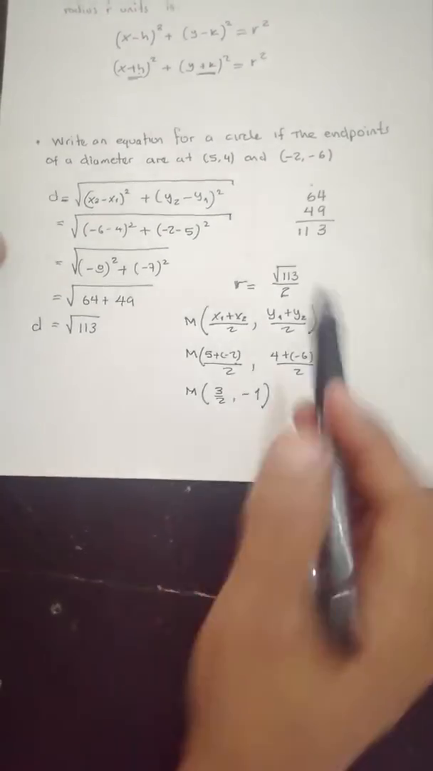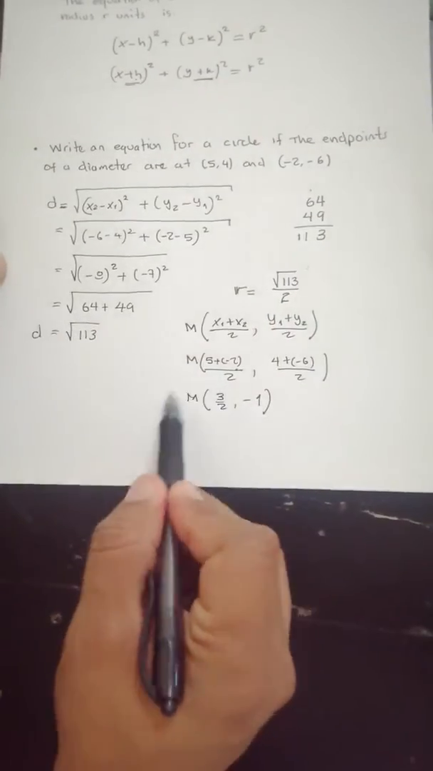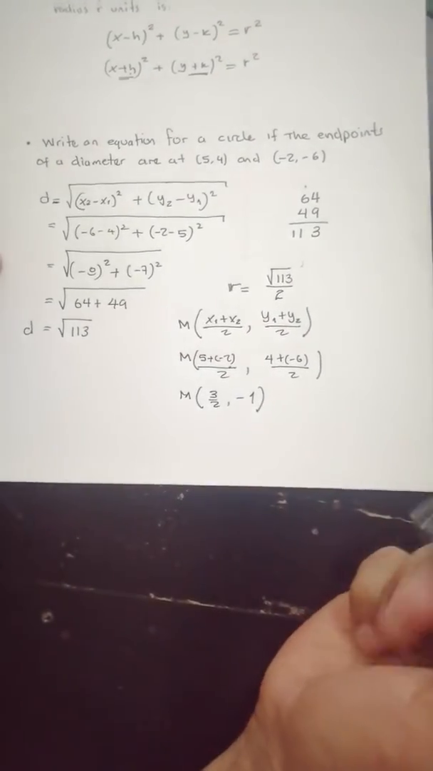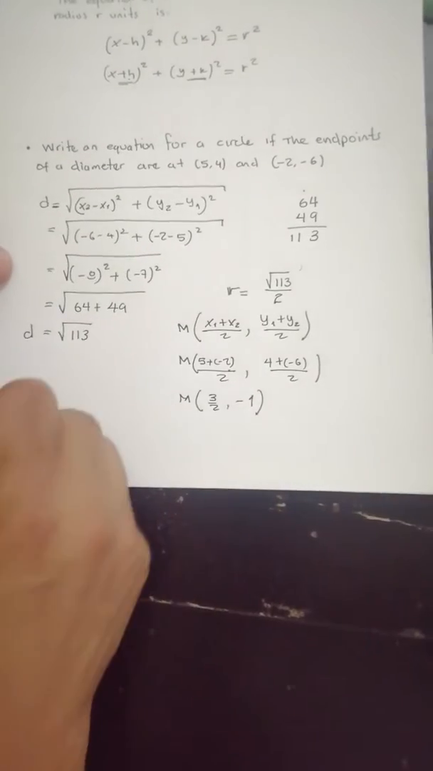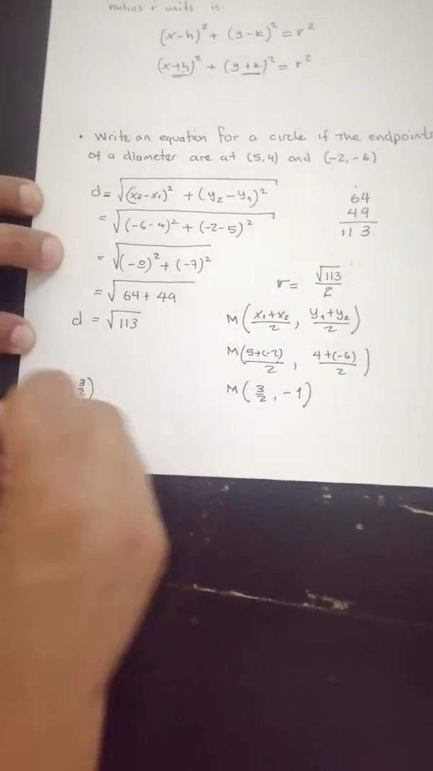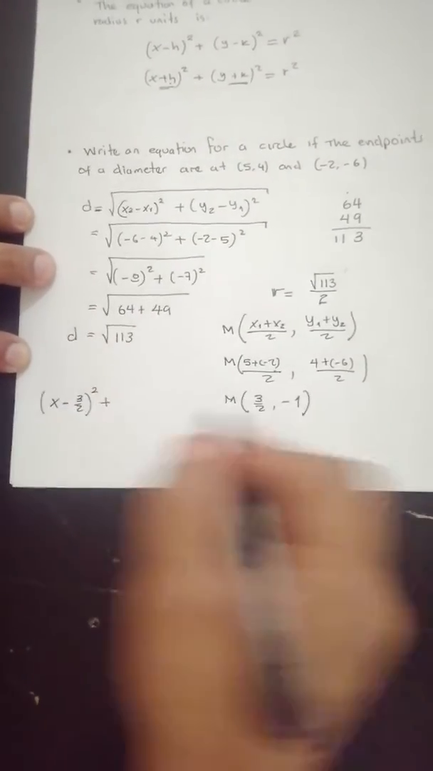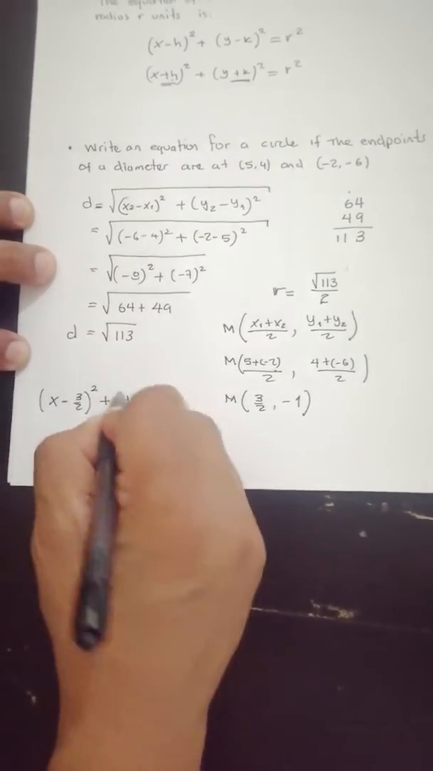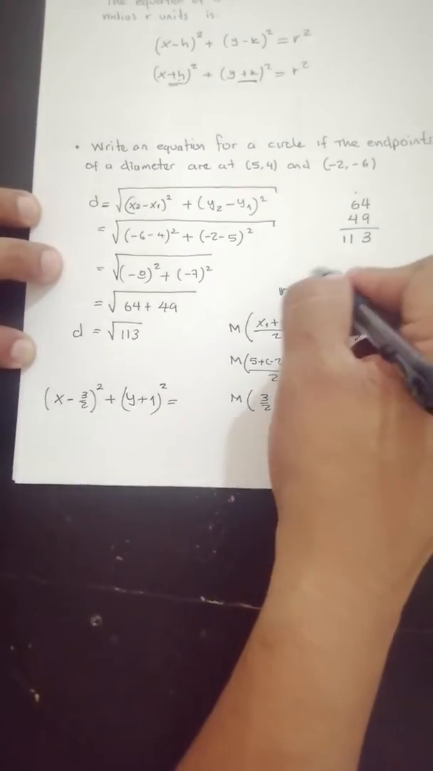Now that I have the radius and I have the midpoint, which is also the center of the circle, the equation will be x minus 3 halves squared plus y minus 5 squared equals the radius squared.